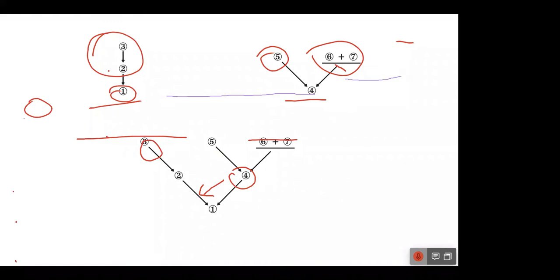Absolutely. Four is linked to one, because that's the major conclusion of the whole paragraph. So four supports one. Right. Good. Great. Excellent.